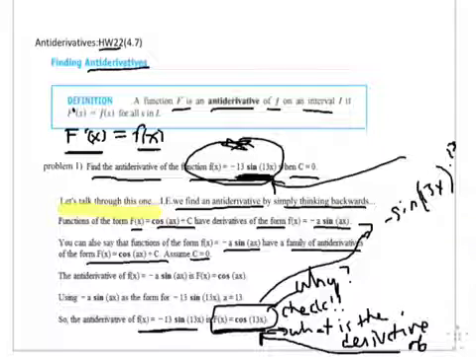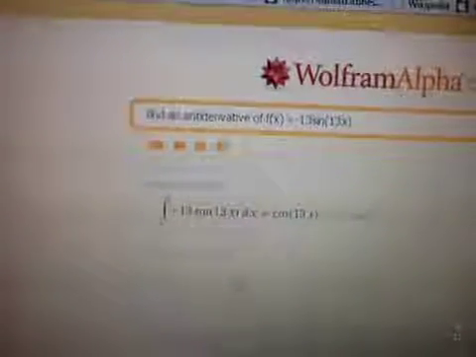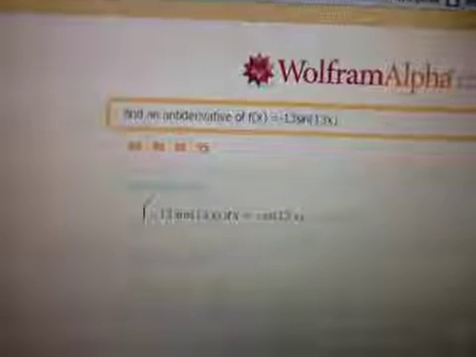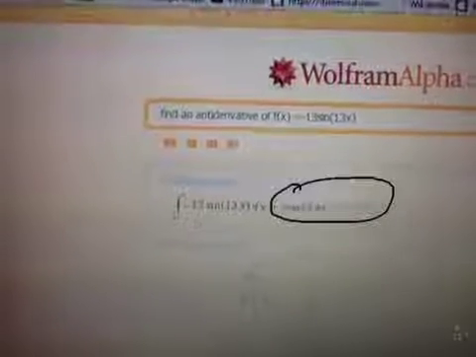Okay, now as always, let's see what Wolfram Alpha can do for us. I'm going to go to the live cam here. I typed it in, find an antiderivative of negative 13 sine 13x, and voila! It says there's the indefinite integral, cos 13x, plus a constant, and they told us the constant is 0. Alright, I'll hit pause as we go to the next one.